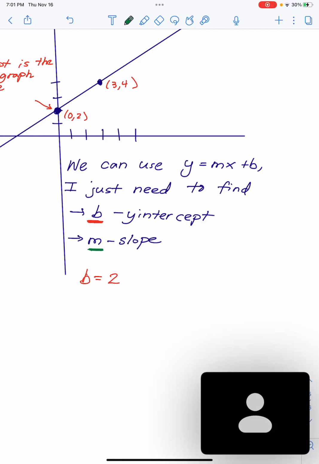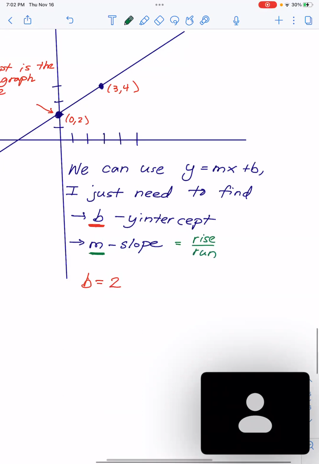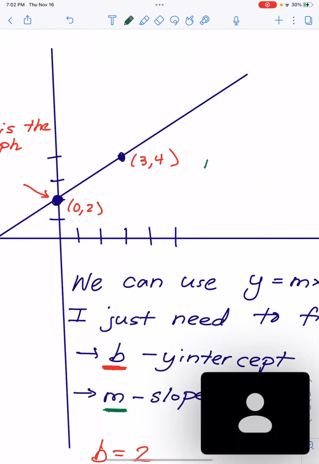Okay, the other thing we need to do is find the slope. Well, remember, slope is equal to the rise over the run. So we need to determine the rise over the run. Rise is the change in the y values, how far up and down I go. And the run is the change in the x values, how far left and right I go.